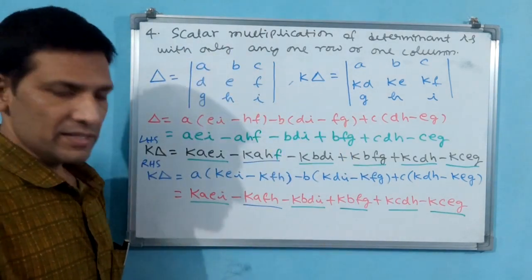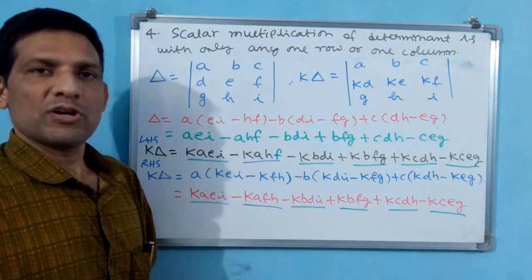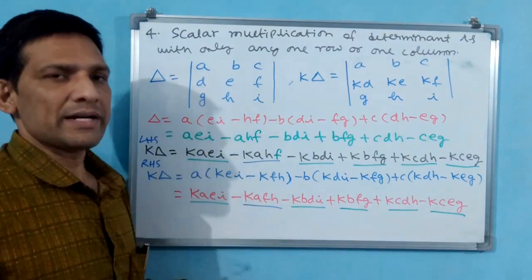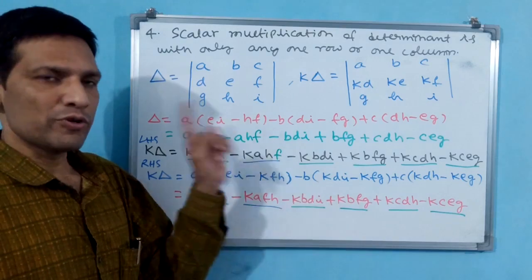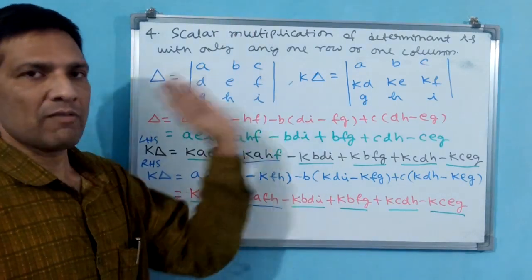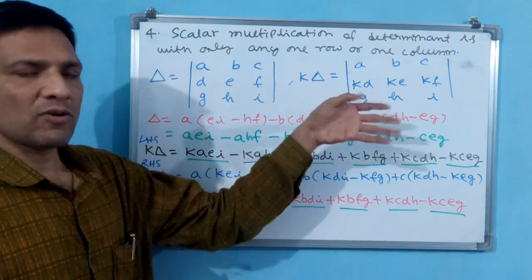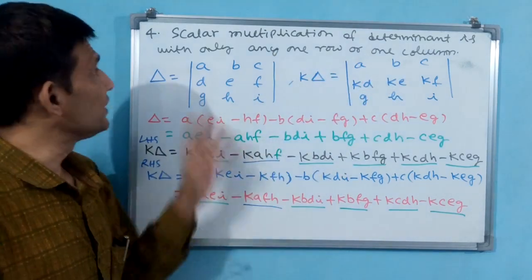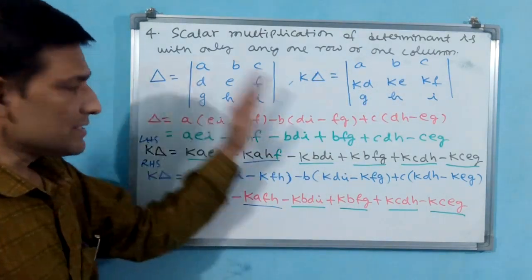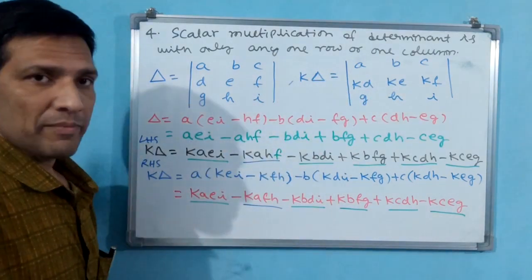Okay. That means for scalar multiplication of a determinant we should not multiply all elements. We should multiply only with any one row or one column. Any one: R1 or R2 or R3 or C1 or C2 or C3 you can multiply. This is the proof for this fourth property.